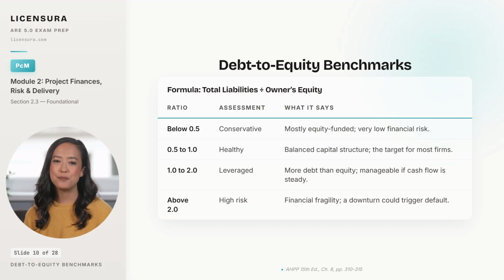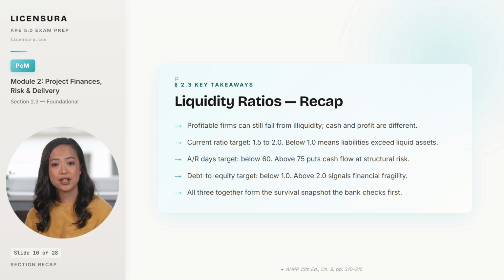Recap, then we move into fee structures and the cost buildup that determines whether your billings are actually defensible. 5 takeaways on liquidity. First, a profitable firm can still fail from illiquidity. Profit is an accounting concept. Cash is a fact. And the firms that confuse the two miss payroll while the income statement still looks fine.